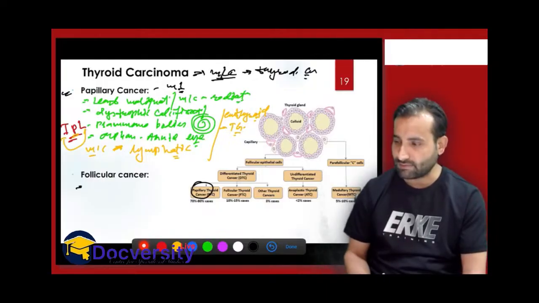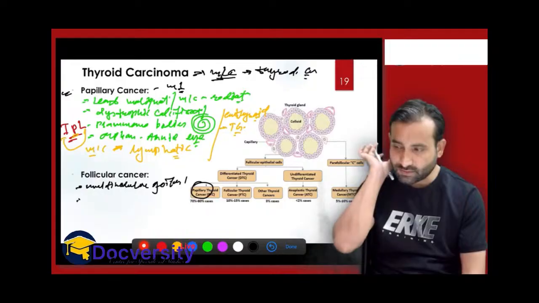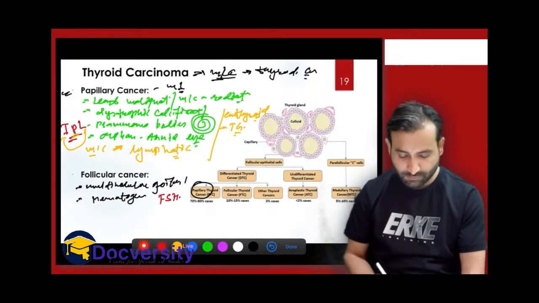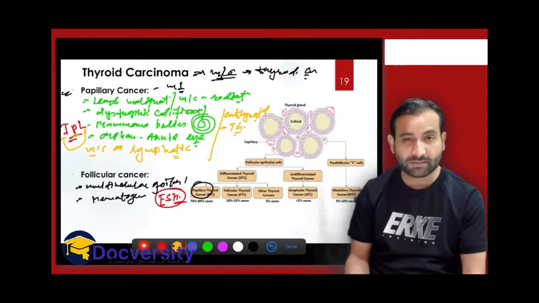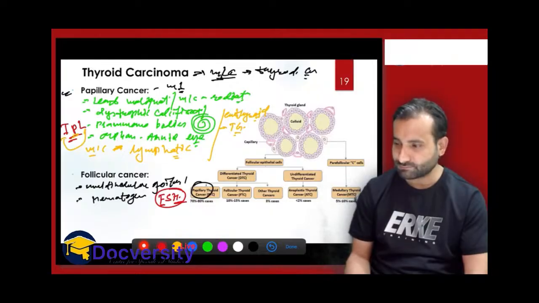Let's go to the follicular type. Follicular type occurs in multinodular goiters. This is a question in the exam. It occurs in multinodular goiters, and it has hematogenous metastasis. So how will you remember this one? FSH: hematogenous metastasis in follicular thyroid cancer. So please remember, this is a question in the exam.